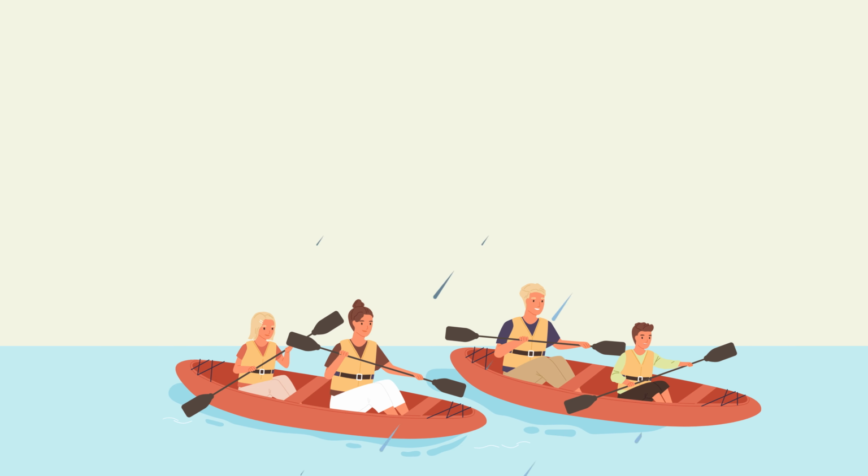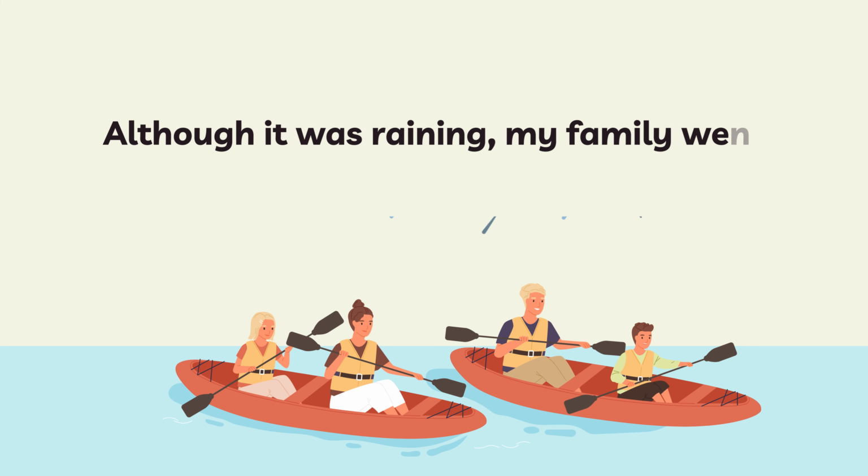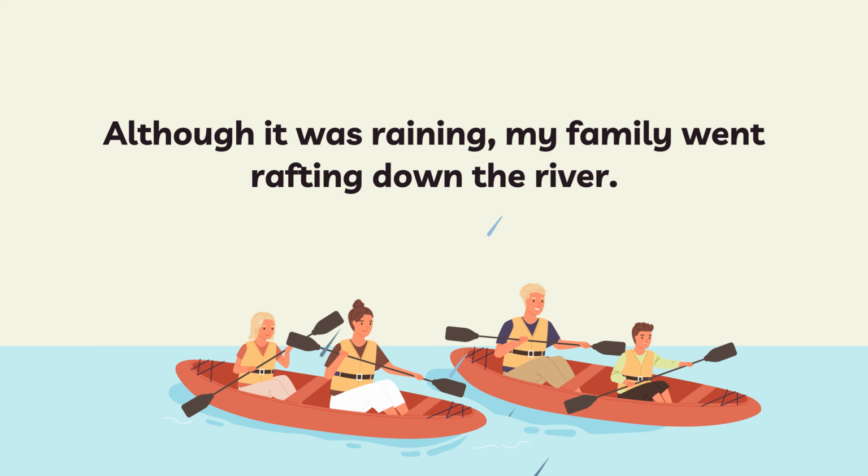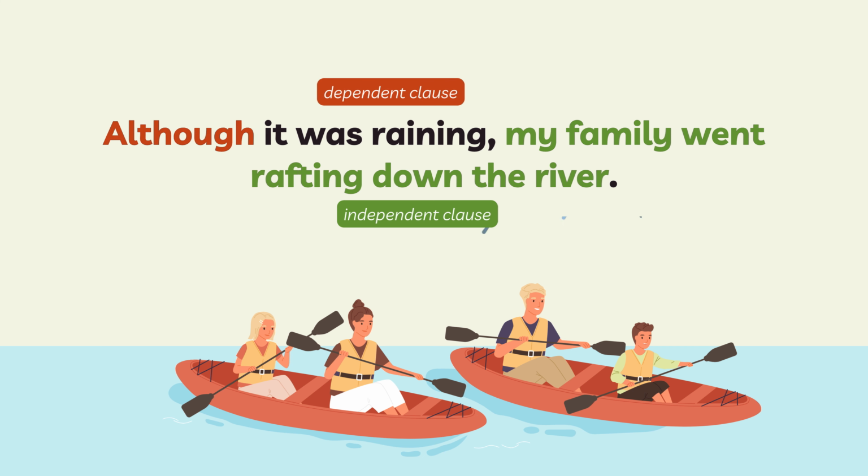For example, although it was raining, my family went rafting down the river. The independent clause, my family went rafting down the river, presents the main action. The dependent clause, although it was raining, introduced by the subordinating conjunction although, shows the condition or contrast.